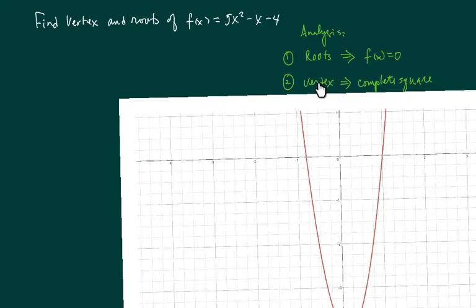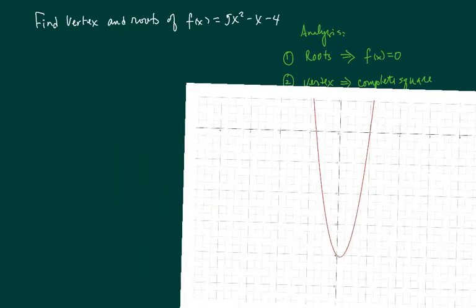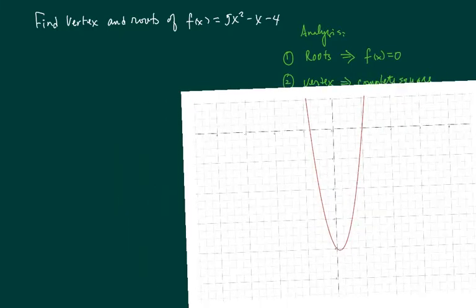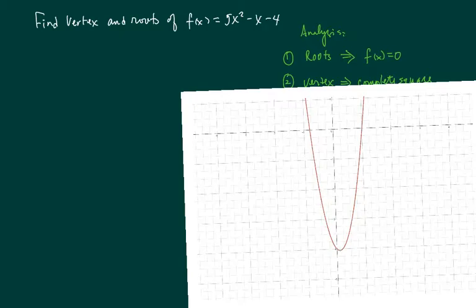Now, vertex is an entirely different matter in that we need to complete the square and put it in a special form, and the vertex here for our case is all the way a minimum point over here. So let's see how we're going to put all those together and find a solution for this problem we're given.